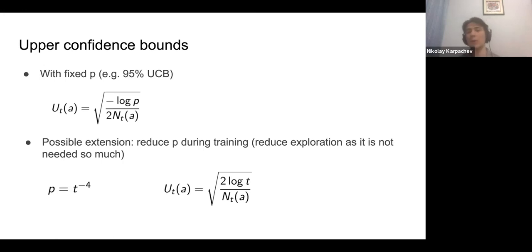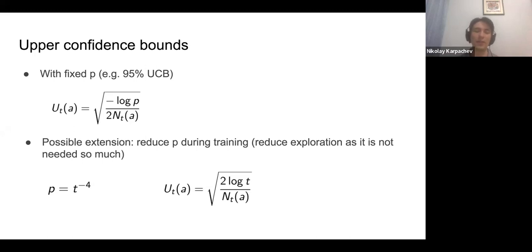So at the beginning, we want to explore very intensively. So in this scenario, probability will be high. And as we move towards the end of the training, we don't want to explore very much, and we move our upper confidence bound from 95% lower. It's kind of similar to epsilon greedy with decay. Here we have upper confidence bound with decay.